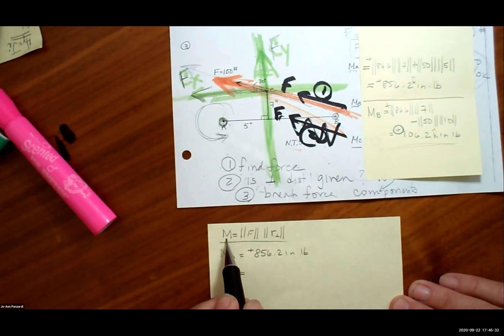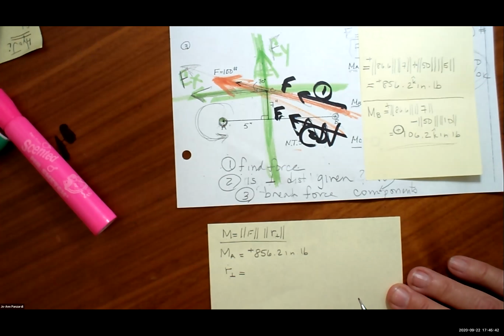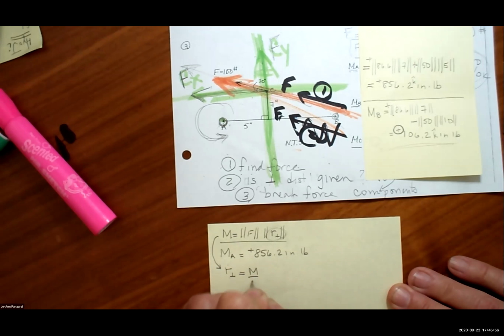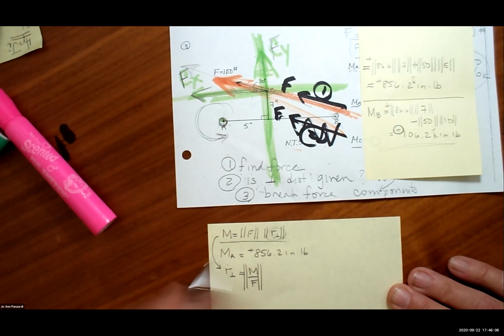We know that the moment is equal to the force times the distance. I want to find the perpendicular distance. How can I find the perpendicular distance? Going from this equation, isolate this. How do I find this? Move it over to the other side? Yeah, so the distance is equal to the moment divided by the force, right? If I want to find R, I move F over to the other side. And remember, it's all absolute value.